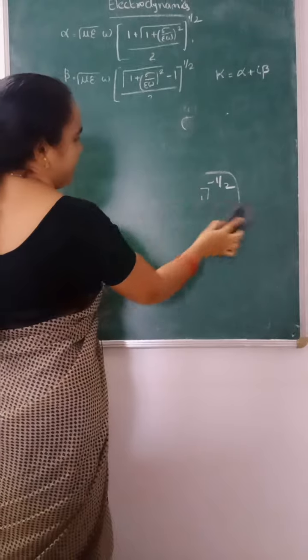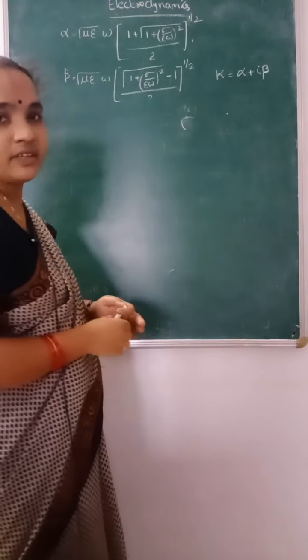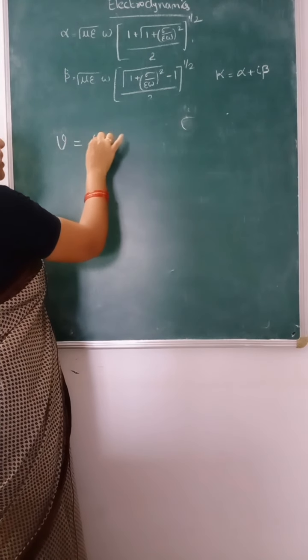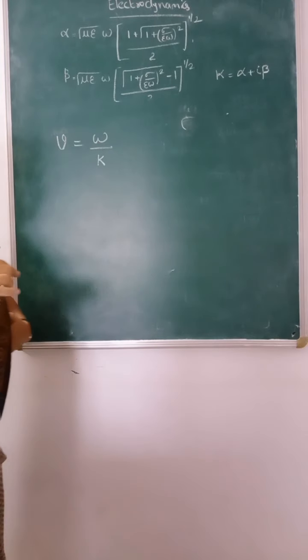Next, let us find out the velocity of the plane electromagnetic wave in a conducting medium. So we can write that V is equal to omega by k.